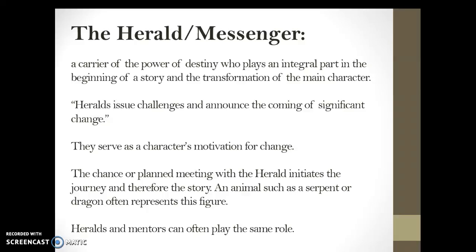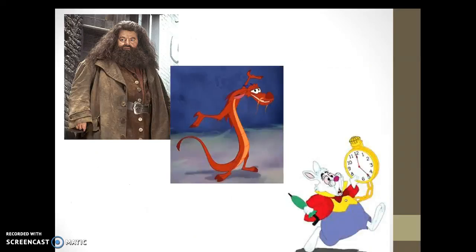The Herald, also known as the messenger, has the power of destiny, and they play an integral part in the beginning of the story. They issue challenges and they announce the coming of significant change. They're often associated with the narrative hook or inciting event of the story. They're often represented by animals like serpents or dragons. Heralds and mentors can sometimes be the same character. Some examples of heralds or mentors include Hagrid, Mushu from Mulan, or the White Rabbit in Alice in Wonderland.